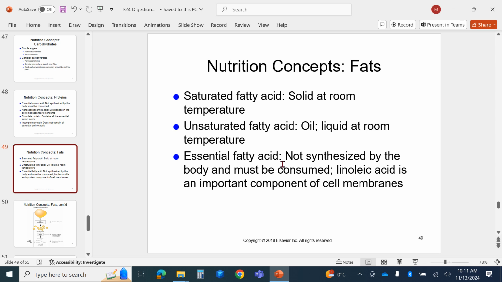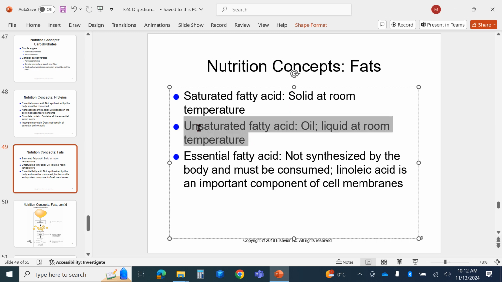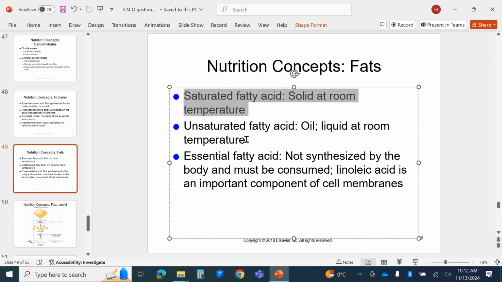Fats there: saturated fat. These are animal fat. These are solid at room temperature. This is the bad fat. If it's a solid at room temperature, it's going to be a solid in your blood. And that's the bad fat there that can cause heart attacks. Unsaturated fatty acid is an oil or a liquid at room temperature. These ones here come from plants. These ones here come from animals.